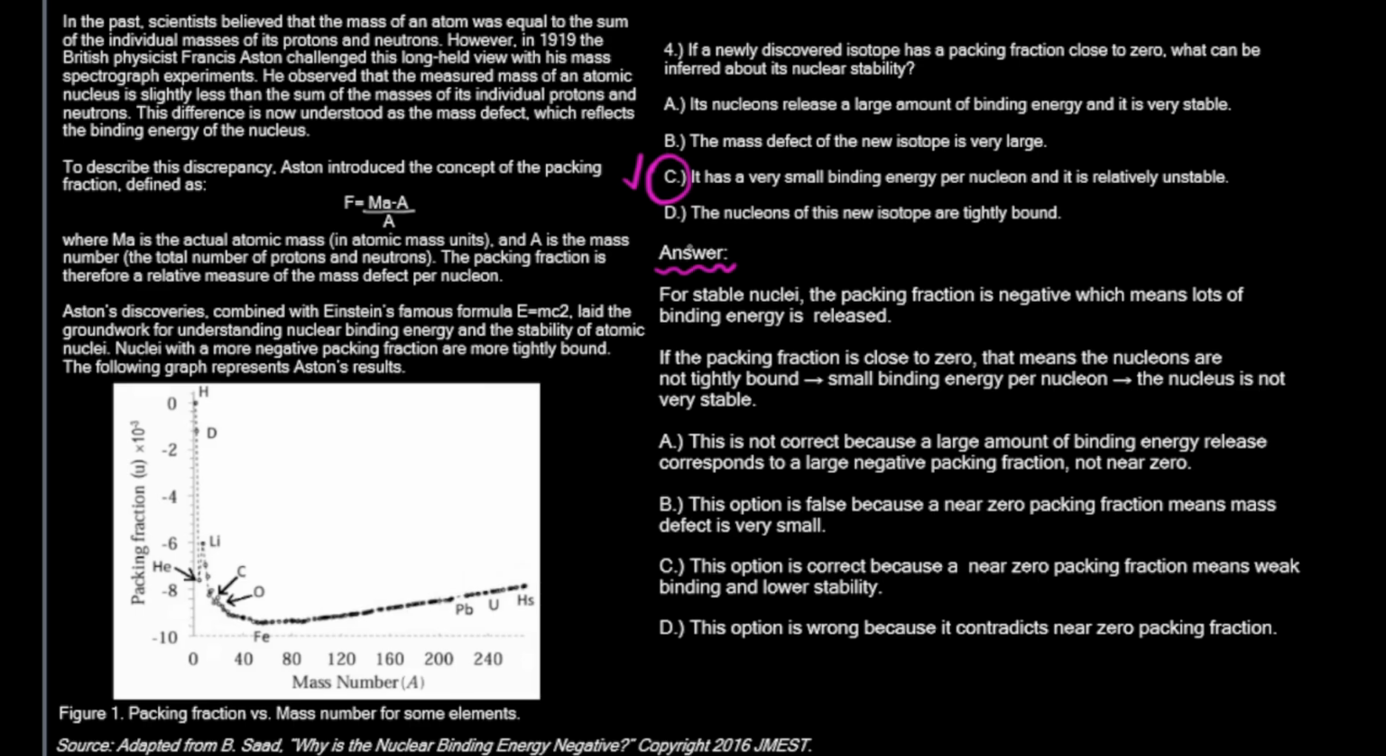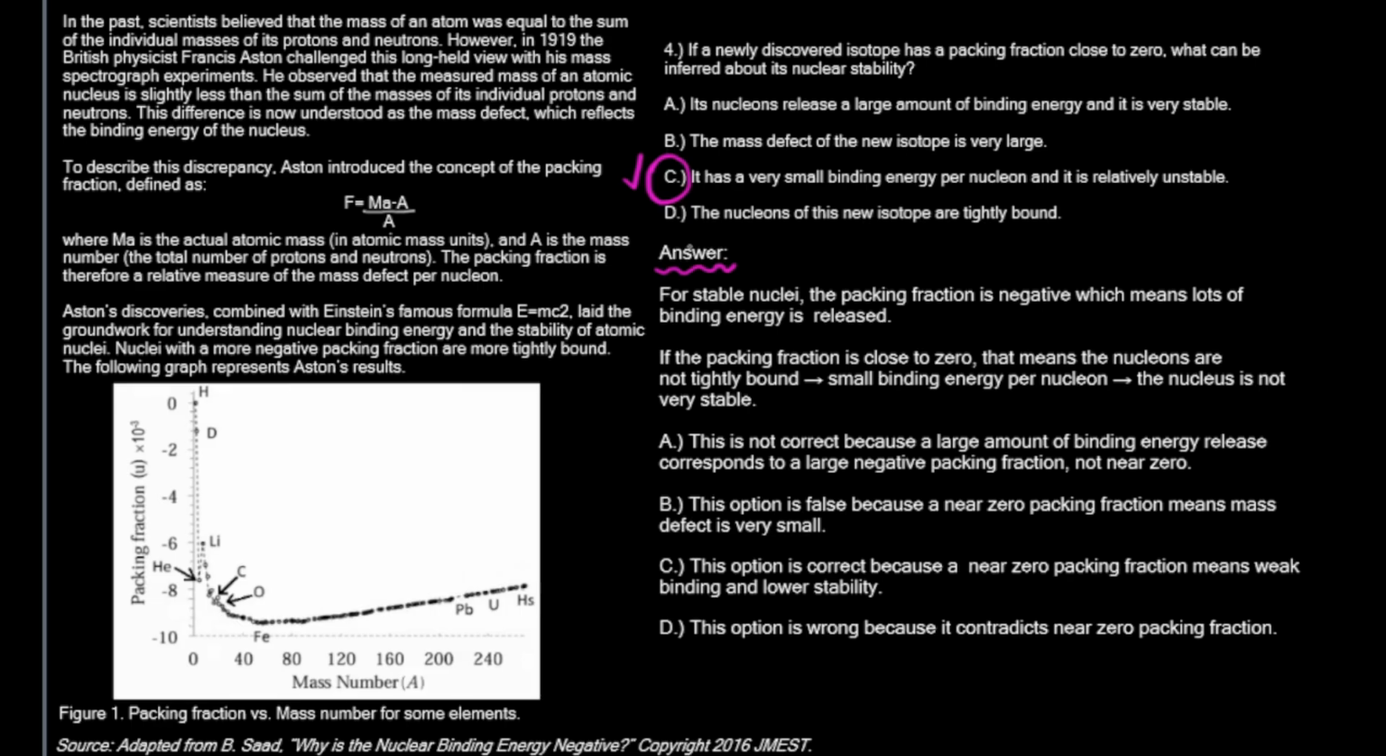For stable nuclei, the packing fraction is negative, which means lots of binding energy is released. If the packing fraction is close to zero, that means the nucleons are not tightly bound, which leads to a smaller binding energy release per nucleon, and this corresponds to the nucleus not being very stable. Option A is not correct because a large amount of binding energy release corresponds to a larger negative packing fraction, not a near zero packing fraction.